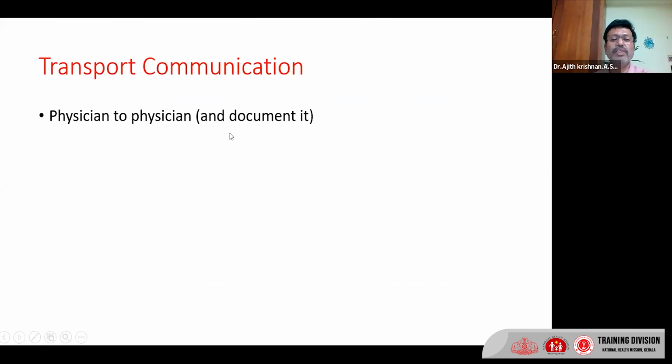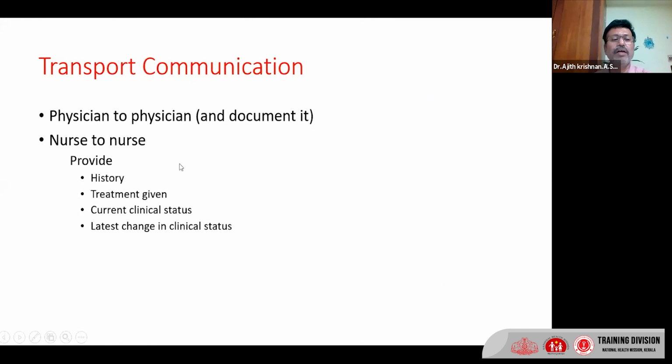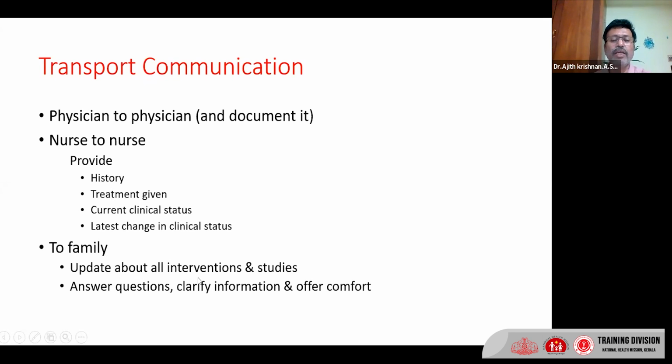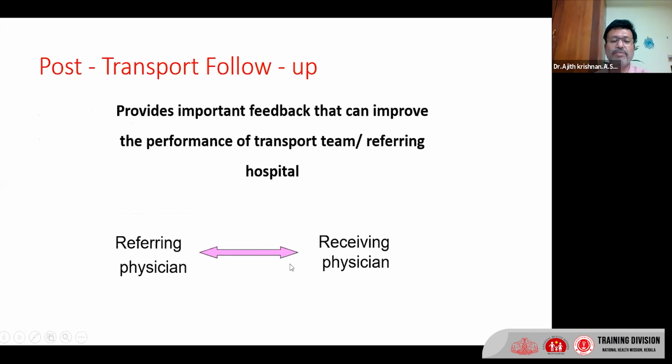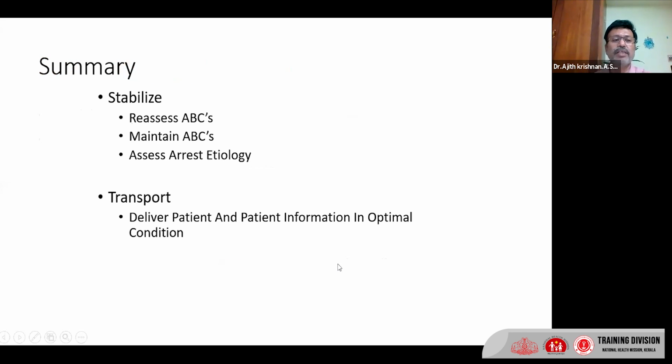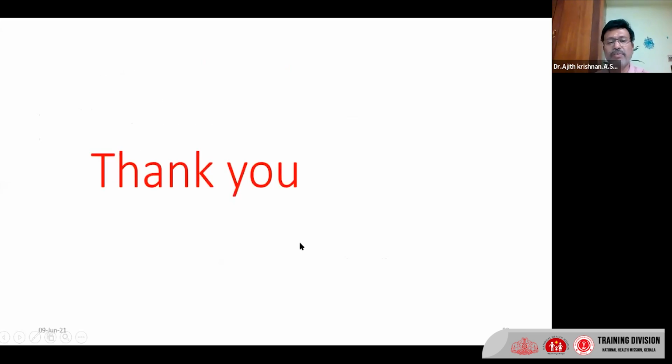Transport communication: physician to physician, and document it. Nurse to nurse, provide history, treatment given, current clinical status, latest change in clinical status. To family, update all the interventions and studies, answer questions, clarify information, and offer comfort. Provide post-transport follow-up, which gives important feedback that can improve the performance of the transport team and referring hospital. There should be communication with the referring physician and receiving physician. So during transport, you deliver not only the patient but patient information in optimal condition. Thank you very much.